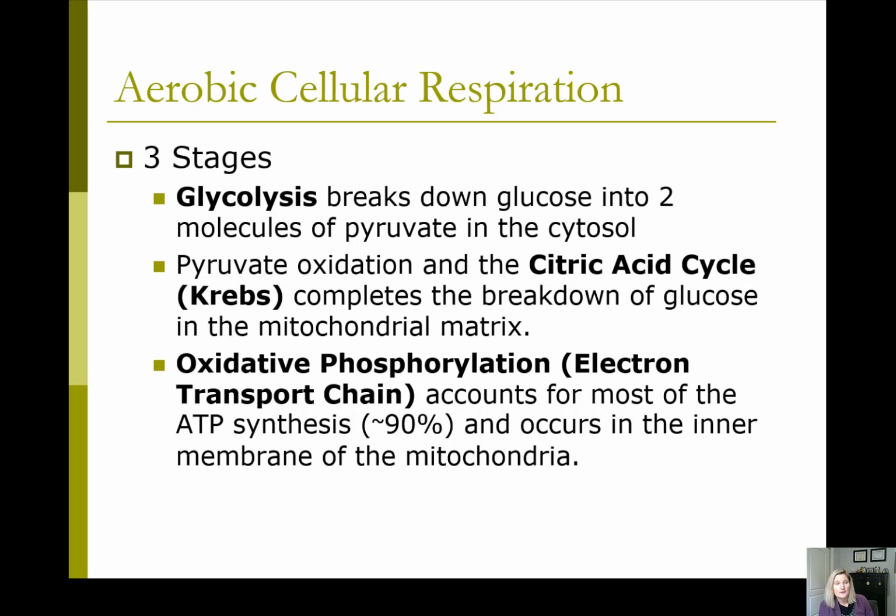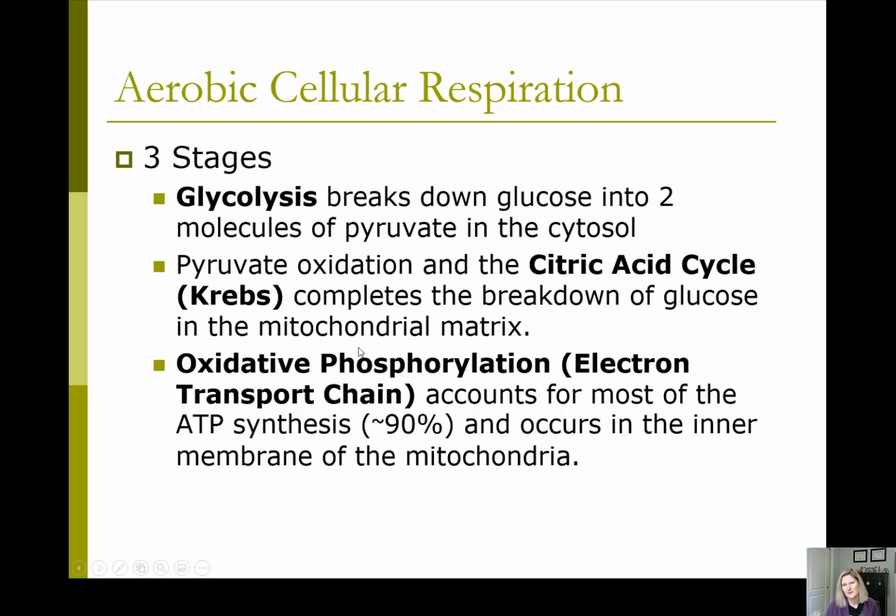Those pyruvate molecules will then be oxidized. Okay, so what does oxidation mean again? So remember OIL RIG, we're going to lose electrons. So that pyruvate oxidation is going to occur in the mitochondria, and it's going to undergo a series of reactions known as the citric acid cycle or the Krebs cycle that will break that pyruvate molecule down even further.